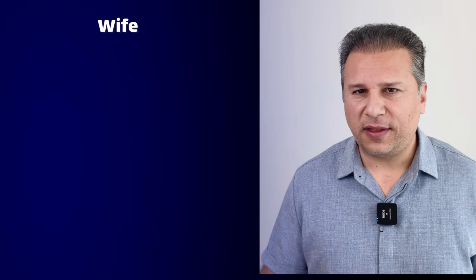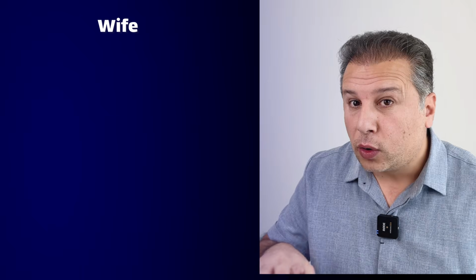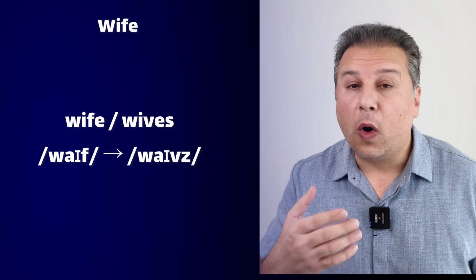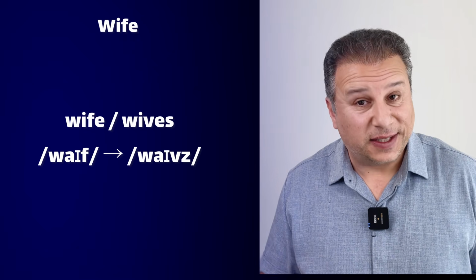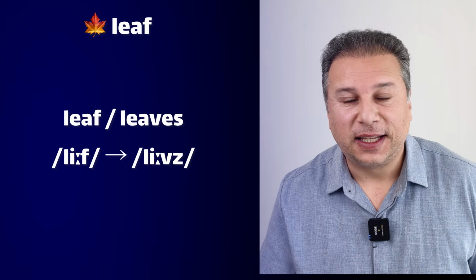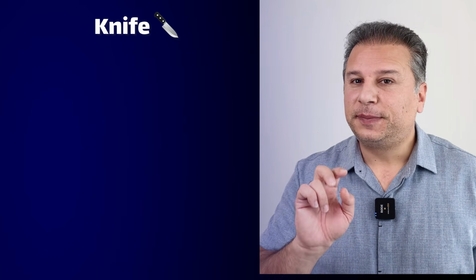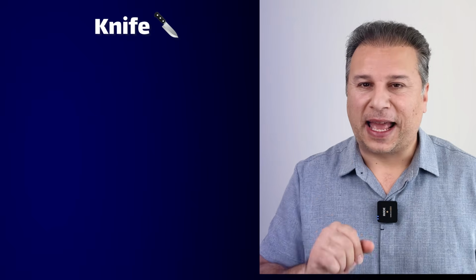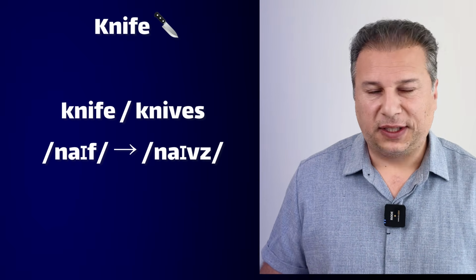So number one is this, wife. What is the plural? So one wife or my wife, our wives. Wife, wives. Okay. Now number two is pretty much the same. Leaf on a tree. Leaf, you are able to guess. Leaves. Leaf, leaves. Number three is knife. Yeah, you know it now. Knives. Knife, knives.